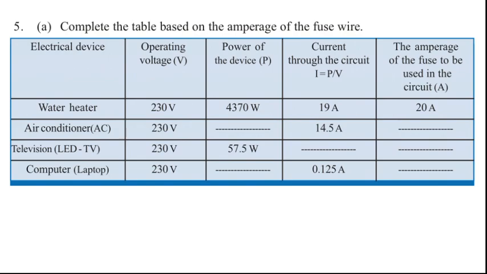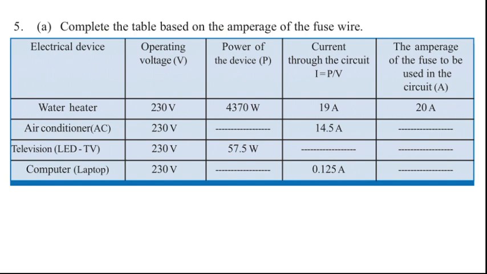Fifth one, complete the table based on amperage of fuse wire. In this table, operating voltage, power of the device, current through the circuit, and amperage of fuse wire to be used is tabulated. There are some missing values. We must calculate those values. First of all, water heater. The water heater is operating at a voltage of 230 volt.